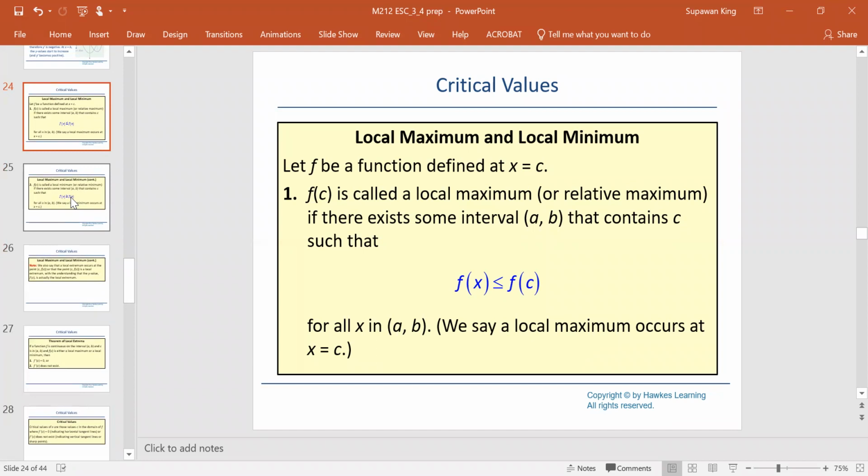Local maximum and local minimum. Let f be a function defined at x equals c. f of c is called a local maximum or a relative maximum if there exists some interval (a, b) that contains c such that f(x) is less than or equal to f(c) for all x in the interval (a, b). We also say the local maximum occurs at x equals c.